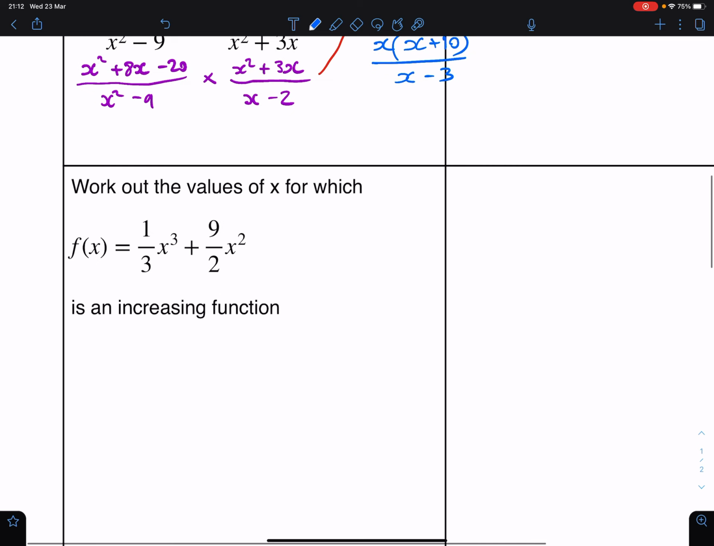Next, work out the values of x for which f of x equals a third x cubed plus 9 over 2 x squared is an increasing function. Right, what does that mean? What does increasing function mean? It means basically that the gradient is positive. Now, we're looking at gradient, but the function's not a linear function. It's a cubic function. Well, any function that's not linear, actually.